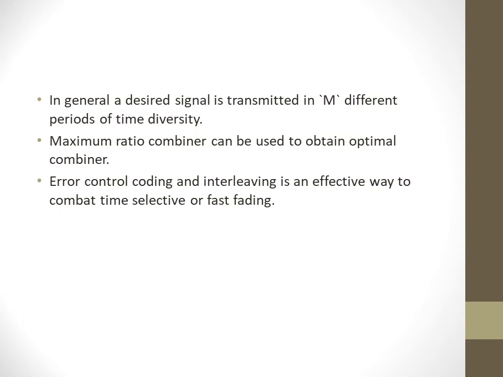In general, a desired signal is transmitted in m different periods in time diversity. The maximum ratio combiner can be used to obtain the optimal combination. Error control coding and interleaving is an effective way to combat time selective or fast fading.